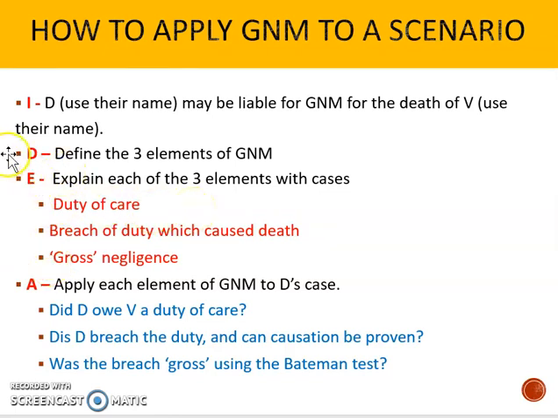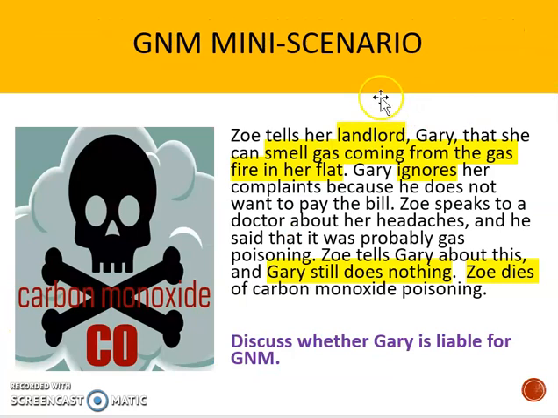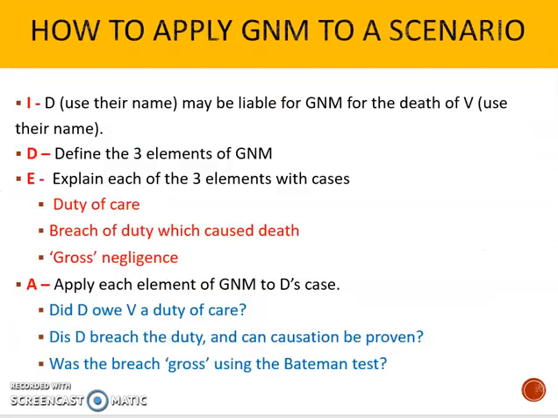So it's just a list in your D, all your cases come in your E. And your E is then a checklist for your application when you're applying it to the defendant's case. So you've got to look at it and think, did they owe a duty of care? And we know that Gary's a landlord, and the case of Singh tells us that landlords owe a duty to their tenant, so we've got that element met.